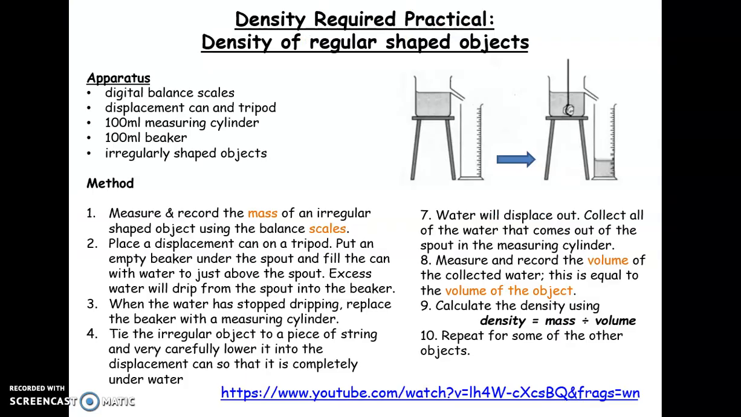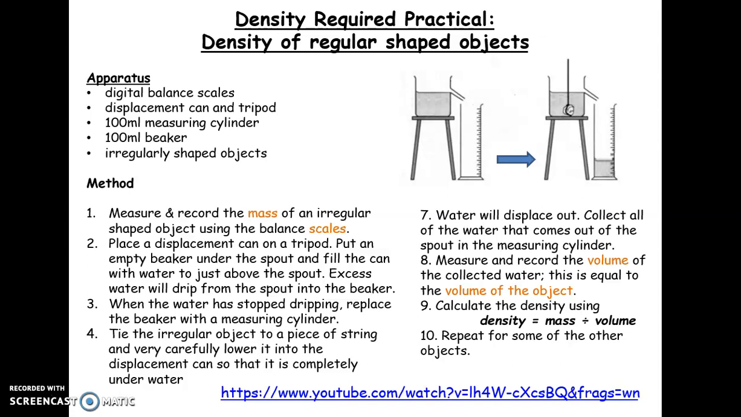In this scenario, rather than just using a measuring cylinder, we'll be using something called displacement cans. They are metal cans with a little spout on the side of them, out of which water can come out. The apparatus is listed on the side there. Again, we'll need digital scales to find the mass, and we'll need a measuring cylinder to find the volume. Measure and record the mass using the scales.